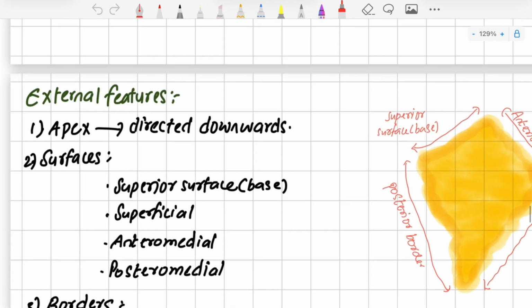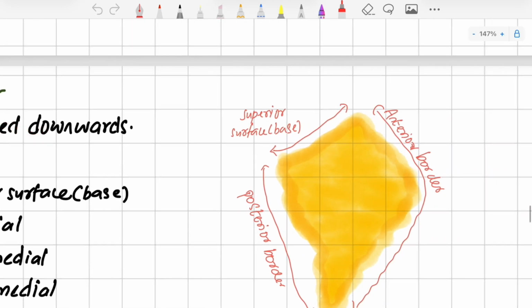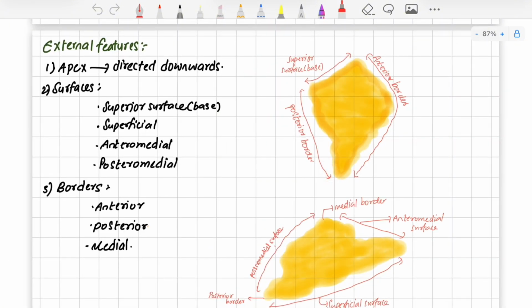Now let us talk about the external features. The external features are apex, which is directed downwards. So this is the apex, guys. And let us talk about the surfaces. We have the superior surface or the base. You can clearly appreciate the superior surface here. Don't confuse the superior surface with the superficial surface. Superior surface is the base. The superficial surface is the thing which we see as soon as we open the skin.